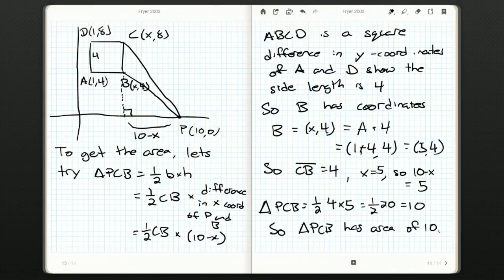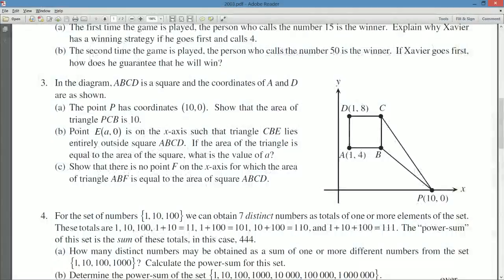So PCB has area of 10. I think that's what we were asked to show. Show that the area of triangle PCB is 10. We just did that. Simple calculation. Figured out the side length of the square, and that was the base, and then we were able to figure out the height by comparing x coordinates.